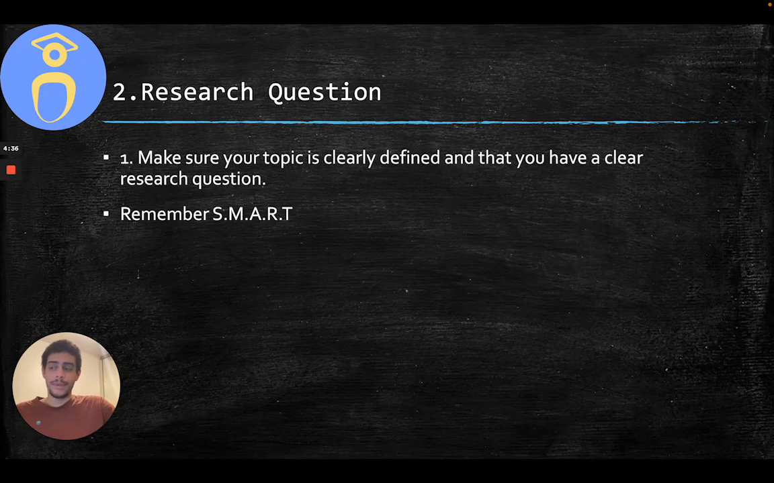The second step is your research question. You want to make sure that your topic is clearly defined and that you also come up with a very clear research question. You always need to keep in mind the acronym SMART. Your research question should be specific, measurable, achievable, relevant, and time-bound. This is going to help you focus your research and make it easier to evaluate your findings.